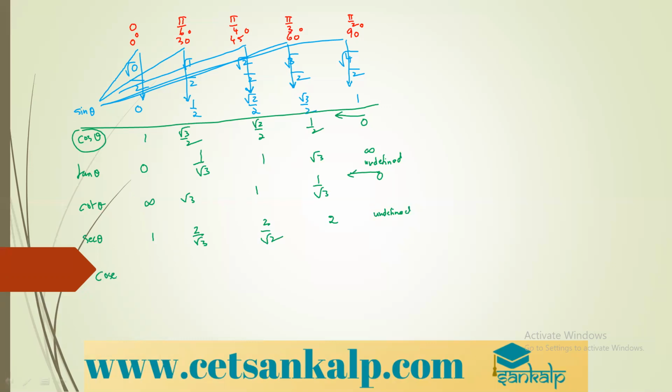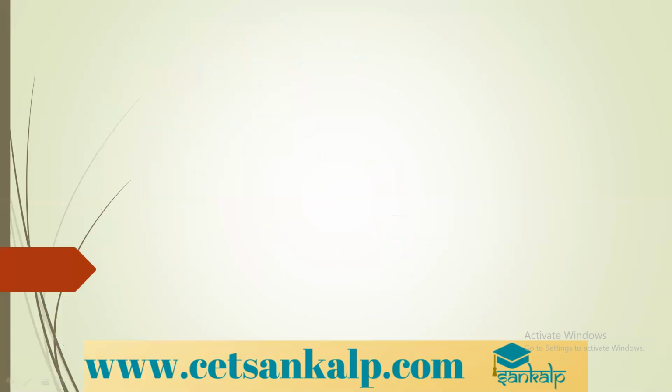For cosecant theta, you can write from the opposite side. First you will write undefined, then 2, then 2 by root 2, then 2 by root 3, and 1. So this table is important, you have to learn. Apart from that, there are some more tables, with values for angles like 0 degrees, 15 degrees, 18 degrees, and of course 30 degrees, which I gave you.